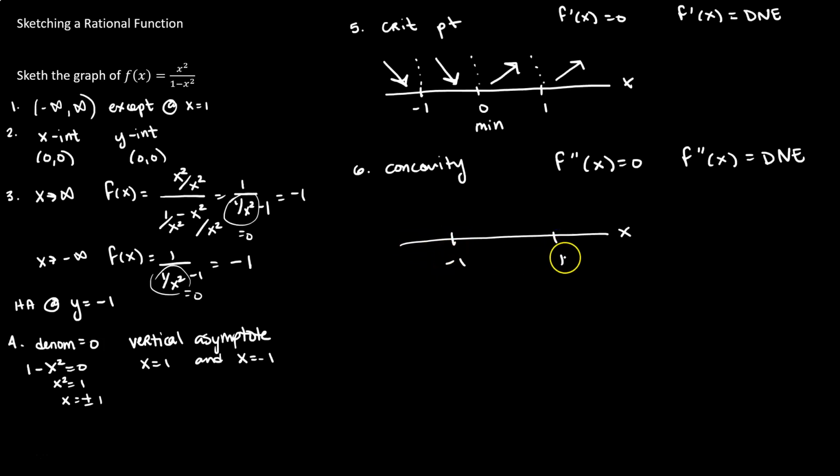So we found those in the critical point process, but we weren't able to classify them as a max or min, and that's because they're actually inflection points. To the left of -1, our second derivative is negative, so we're concave down. In between -1 and +1, our second derivative is positive, so we're concave up. And to the right of +1, we again have a second derivative that's negative, concave down, so we have two inflection points.